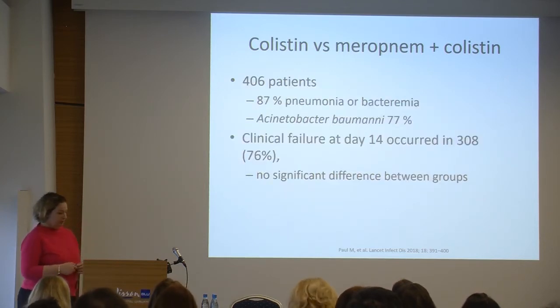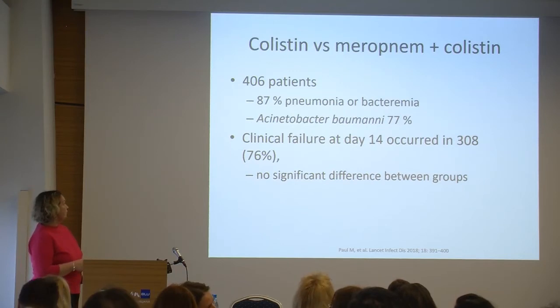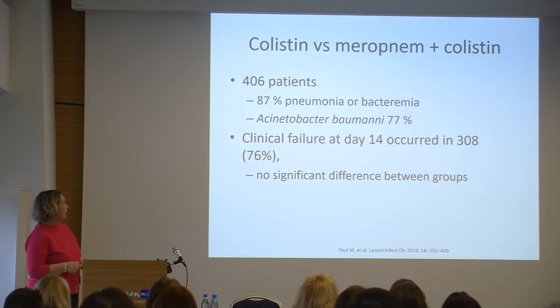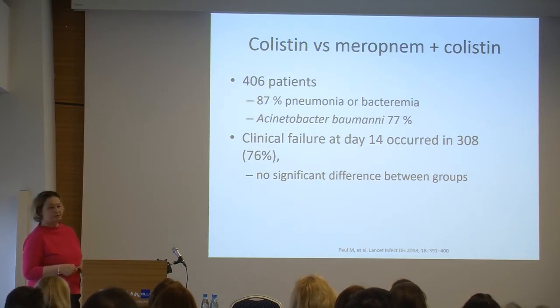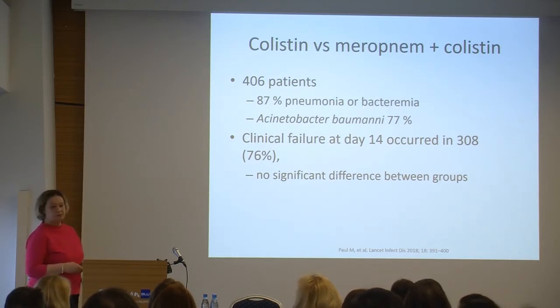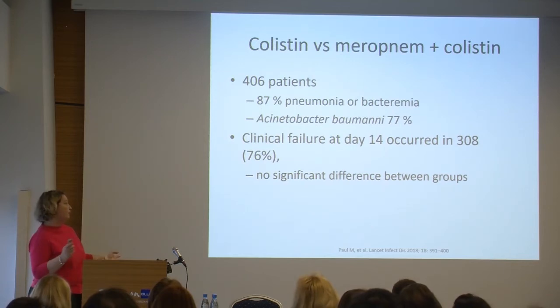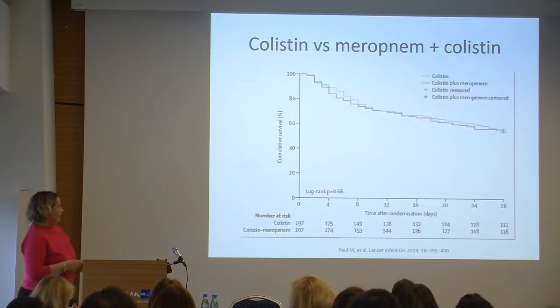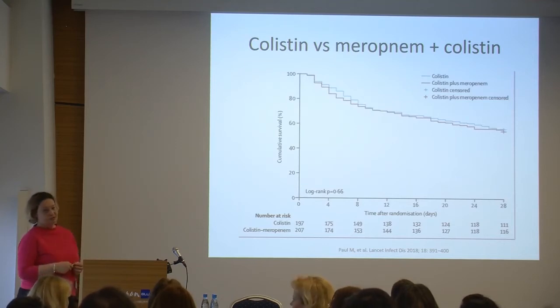They included 46 patients. The majority had pneumonia or bacteremia, and the predominant pathogen was Acinetobacter. Clinical failure at day 14 occurred in 76% of patients, so it was really high. But there was no significant difference between the groups. It was the same whether they were treated with colistin or with colistin and meropenem. It was Acinetobacter, quite tricky.